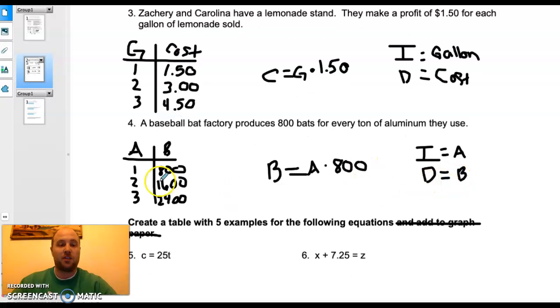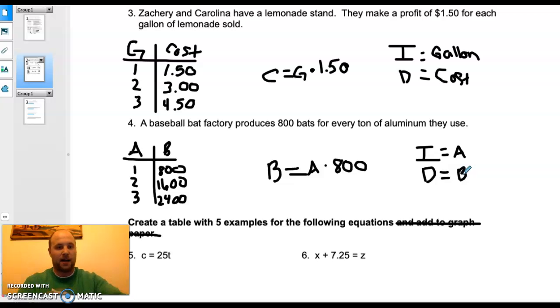Here we go. So I'm going to start with identifying the independent and dependent variables. Independent variable is my aluminum because it's for every one thing. Anytime something's 1, I'm telling you, ding, ding, ding, that's your independent. Because our bats depend on how much aluminum I have. If I have no aluminum, I can't build any bats. It's that simple. So our independent variable is our aluminum. Our dependent, or what depends on our independent, is our bats.